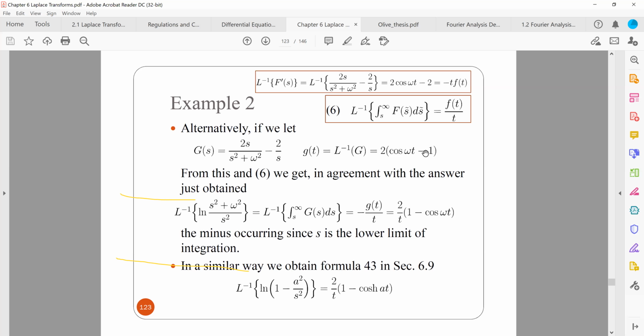And it will be f of t equals negative 2 over t times hyperbolic cosine of at minus 1. Okay. You can then simplify it to look exactly like this, so the hyperbolic cosine goes to the end and the 1 comes in front.